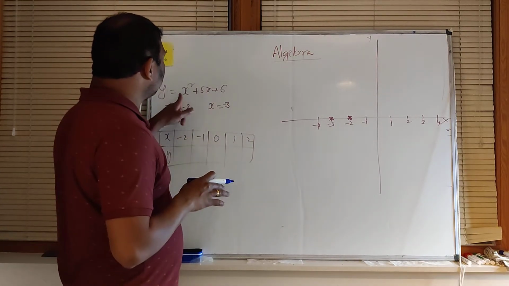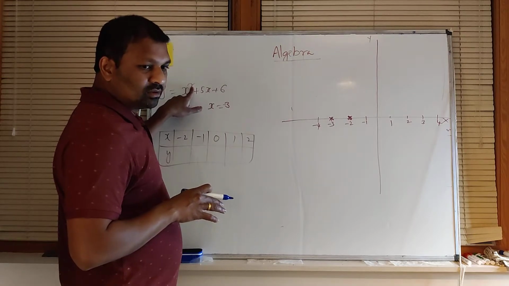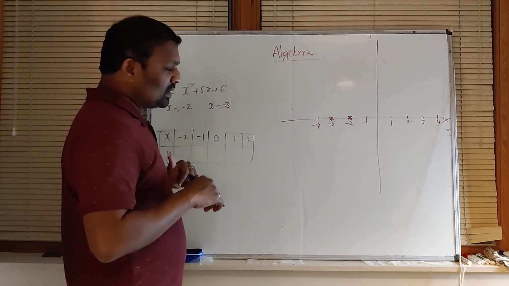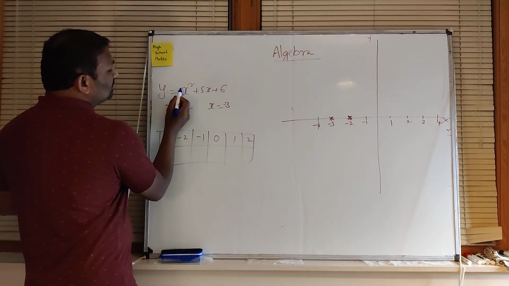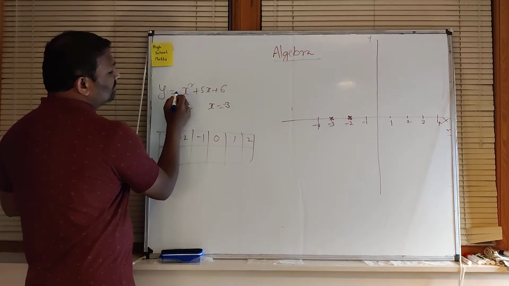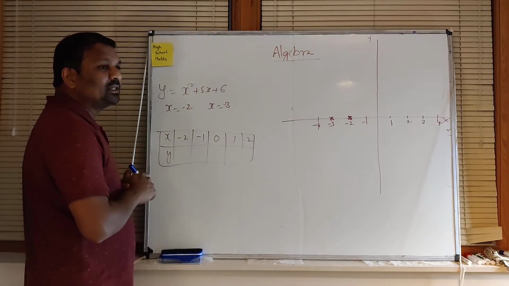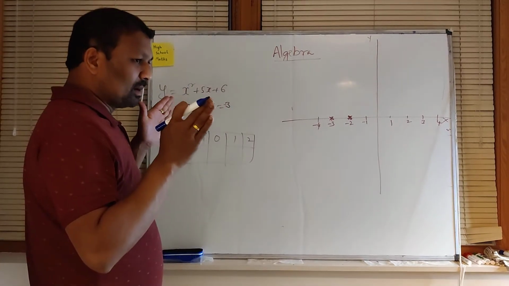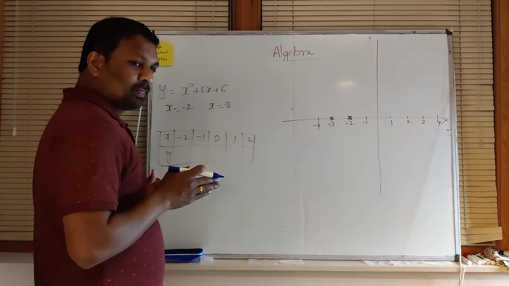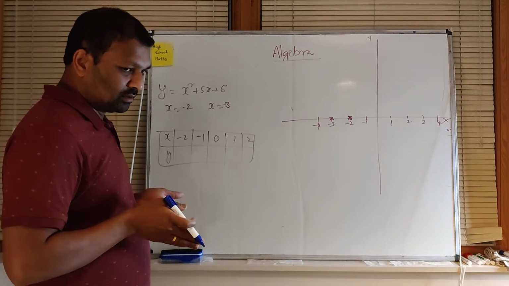Because the maximum power here is 2, both arms will either go up or down. And what is the coefficient of x square? It is plus 1. So because it's a positive number, both arms will go up. If it is minus, both arms will go down.